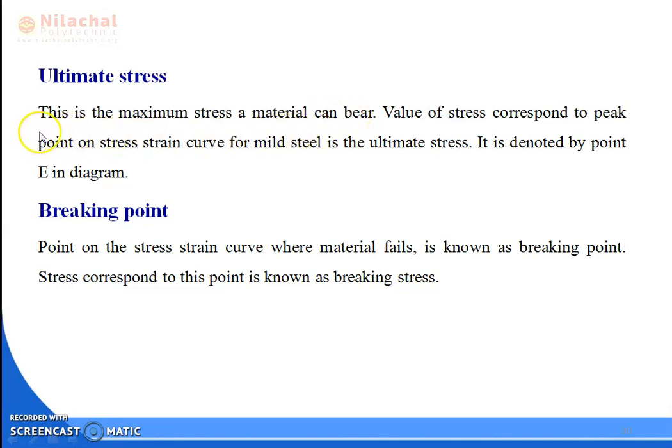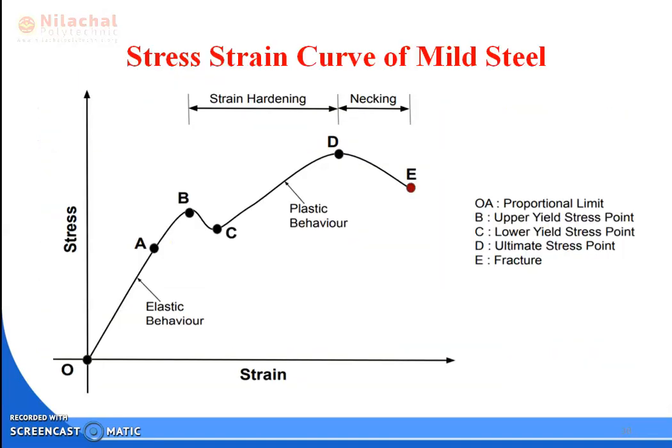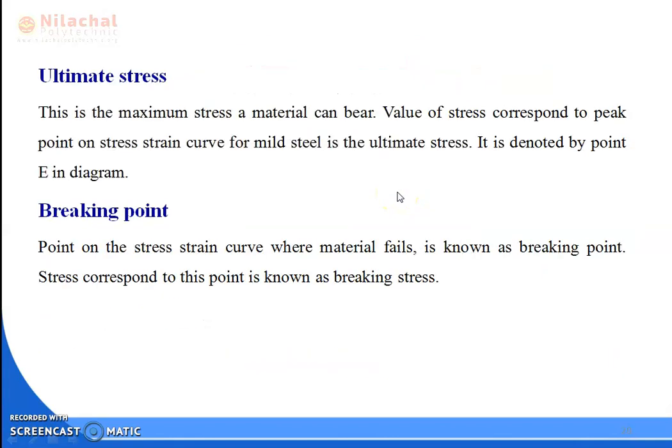That means whenever you apply a loading system to a material or a structure, the maximum stress exerted by the body due to the loading system is known as your ultimate stress. So the value of stress developed at the peak point on the stress strain curve for mild steel is the ultimate stress, and it is denoted as point E. You can see in this figure, this is the E point. Next is your breaking point. It is the last point of a stress strain curve which represents the breaking or rupture of the material.